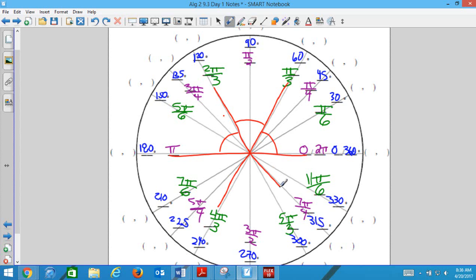And then we've got 4 pi over 3, 5 pi over 3, and then 6 pi over 3. So the 60s are pi over 3s. The 30s are pi over 6s. And 45s are pi over 4.